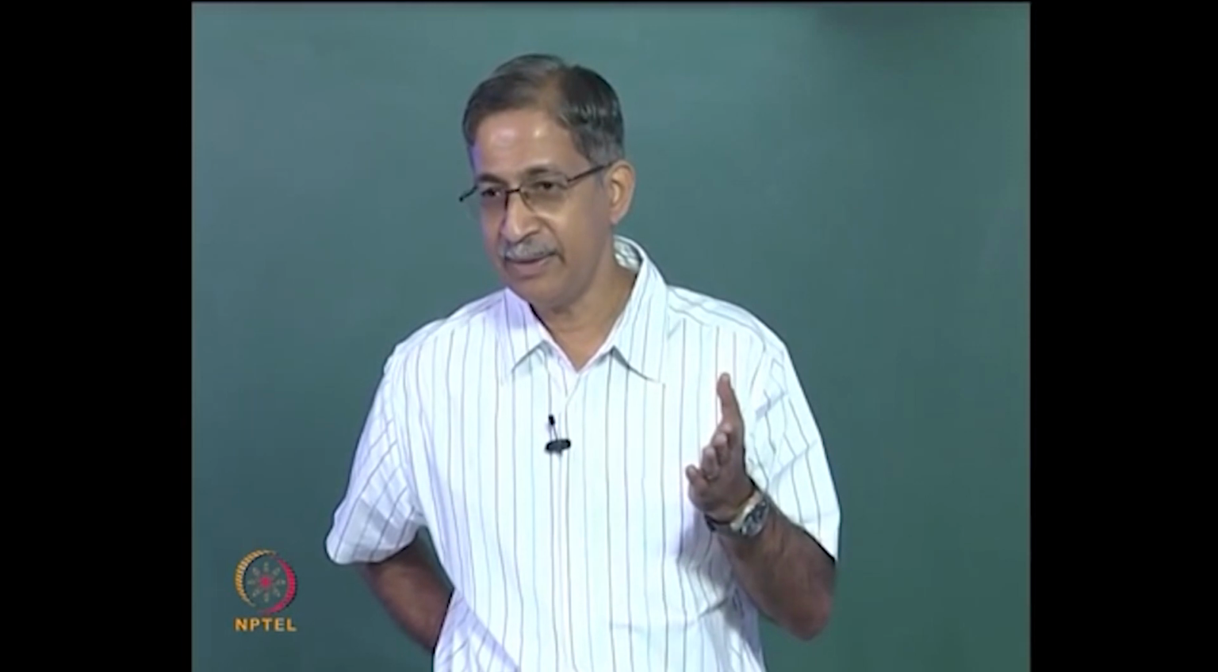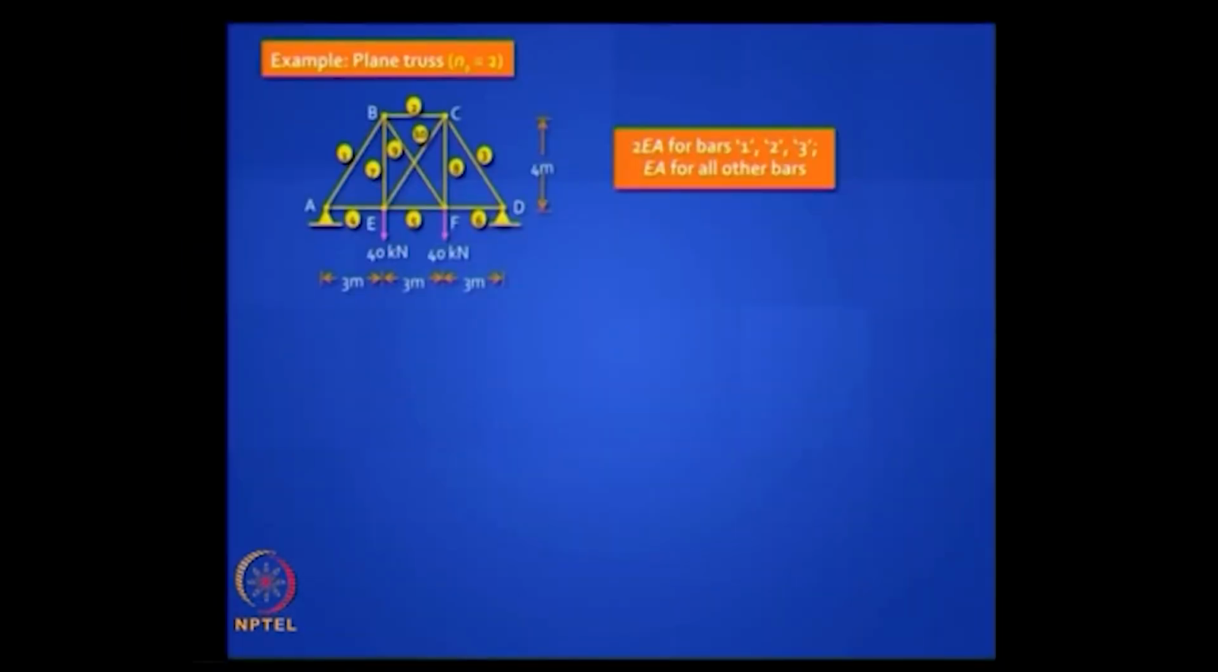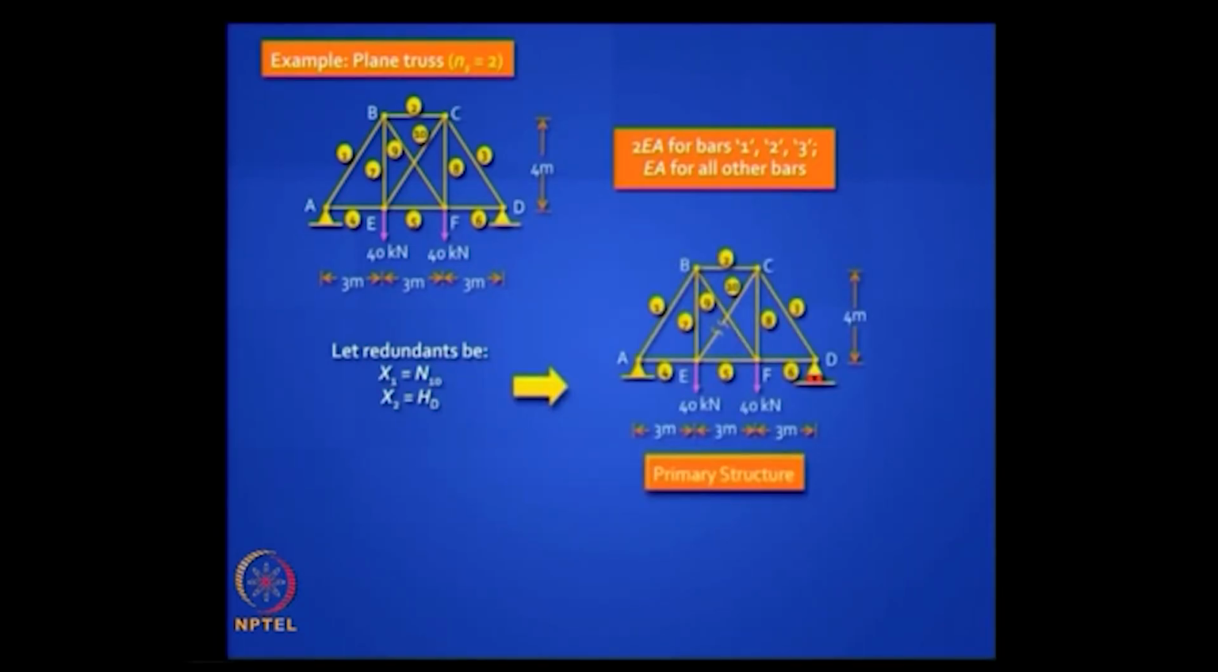Internally you got an extra diagonal. Can you see that? So you can choose one of those diagonal forces as one redundant and a horizontal reaction maybe at D as another redundant. So your primary structure will look like this. Clear? You have made a roller support at D and you cut the bar 10 in this case, and the forces, if you want to insert them, will be x1, which is the tension in that bar 10 which you do not know, and the horizontal reaction we are calling x2.